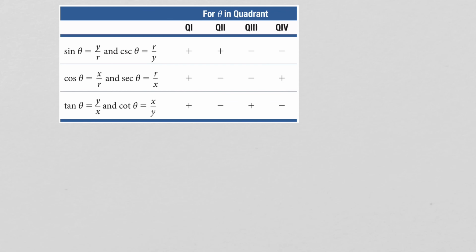Actually, that's not the end of section 1.3. I have one more thing to talk about here, and that is the signs of your trig functions. So when an angle theta is in the first quadrant, all 6 of the trig functions are going to be positive. And that's because in the first quadrant, everything's positive. X is positive, y is positive, r is positive. So no matter which two variables you divide, you are always going to get a positive number.